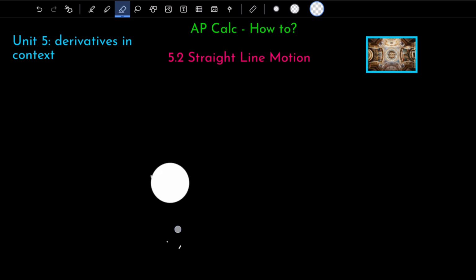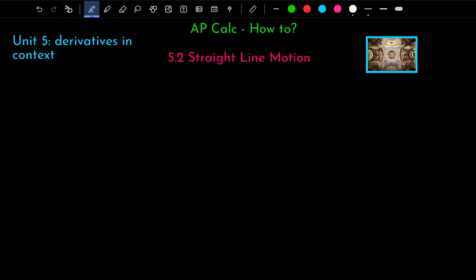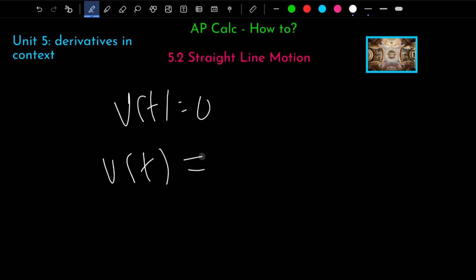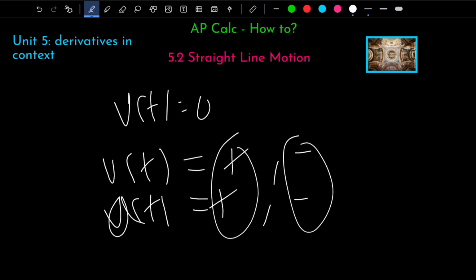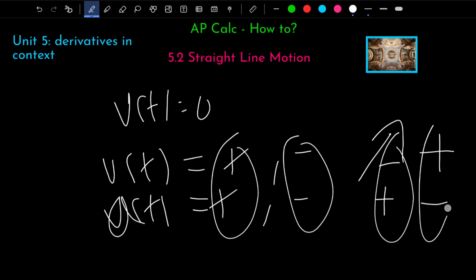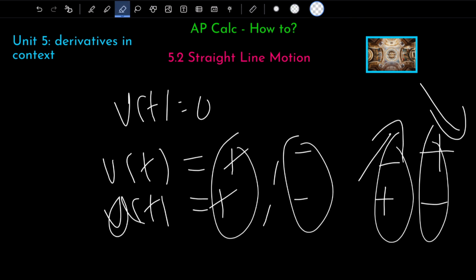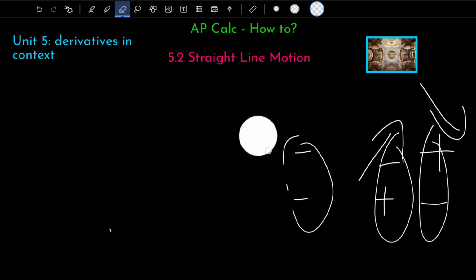Also, if v of t equals 0, the object is at rest. And when v of t and a of t have the same sign, both positive or both negative, then the object is speeding up. If they mismatch, like positive and negative or negative and positive, then the object is slowing down. Let's practice with three key examples, and make sure to pause before I go over the answers.